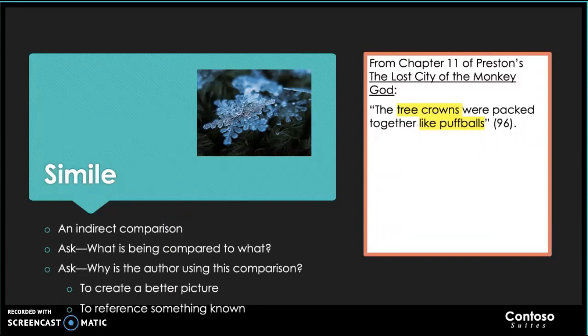Similes are very similar to metaphors, except they're indirect comparisons. They're going to use the words like or as to compare two unlike things. So here's an example from chapter 11. The tree crowns were packed together like puffballs. So you can see the word like is right there. And so like or as makes it an indirect comparison. This is very similar to metaphors. The only difference really is that it's indirect instead of direct.